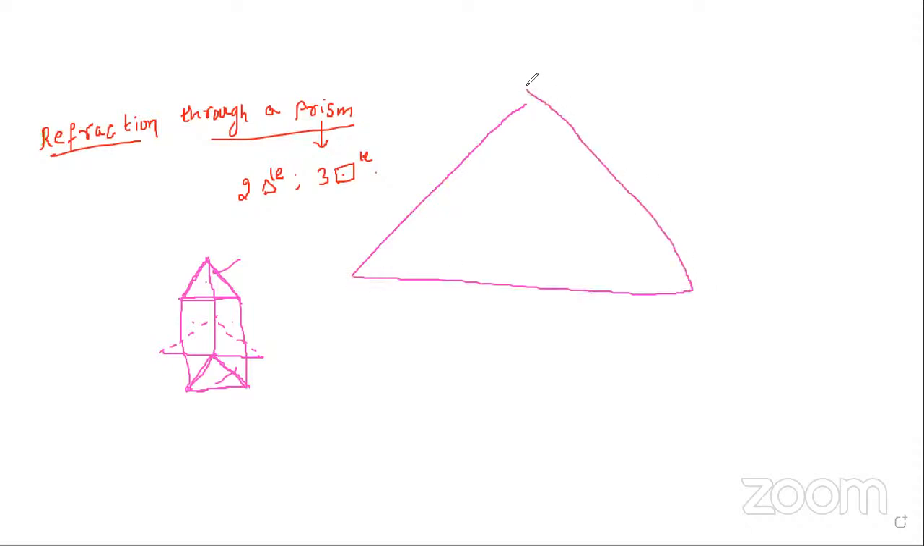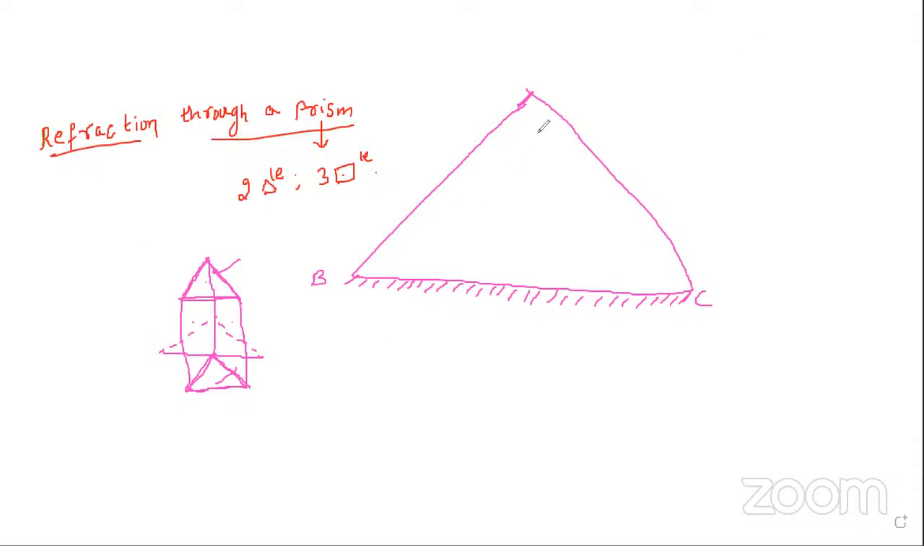The perpendicular section of the prism looks like this. This is completely polished, where the refraction will not take place here. This is called the base of the prism. What is this called? Base of the prism, sir.